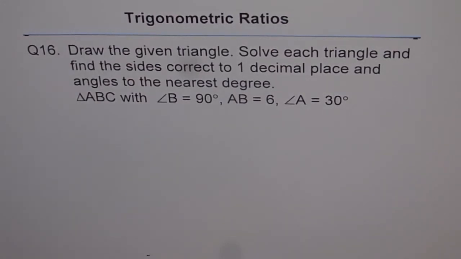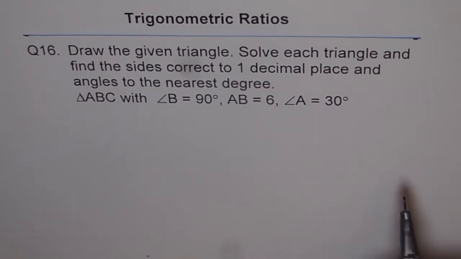Trigonometric ratios, question 16. Draw the given triangle, solve each triangle and find the sides correct to one decimal place and angles to the nearest degree. So in this series we have got three questions very similar. I will do them for you, but I'll encourage you to do them in an alternate way. I'll tell you what I really mean.